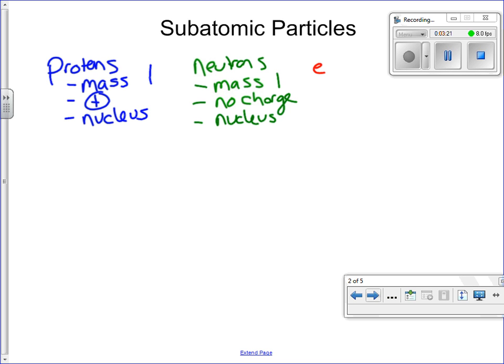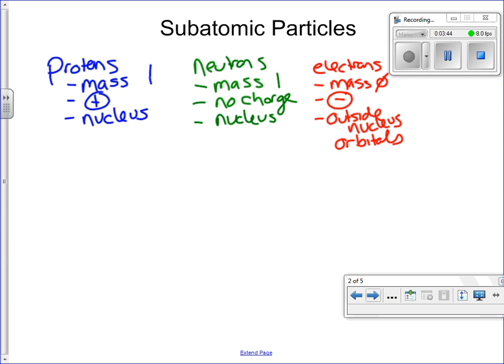Finally, electrons. They have no mass, so a mass of 0. Okay, it's just so much smaller that we can assume it's 0. They have a negative charge, and they are outside the nucleus in orbitals, buzzing around. Okay? Protons, neutrons, and electrons. Anything that says in terms of subatomic particles, you need to tell me about protons and or neutrons and or electrons. Okay? Those are subatomic particles that you need to discuss.